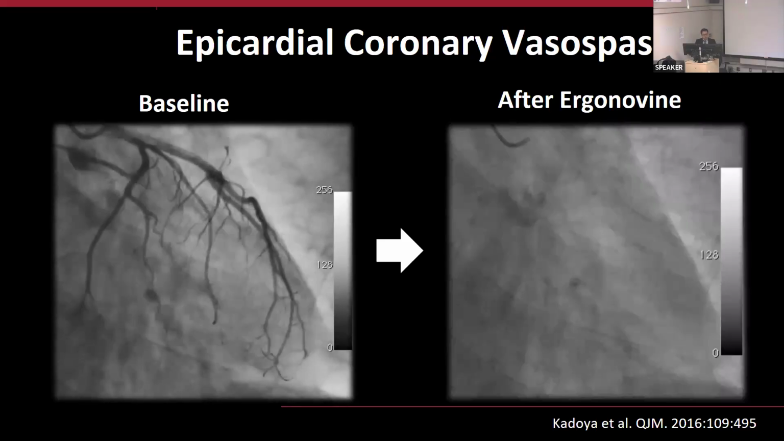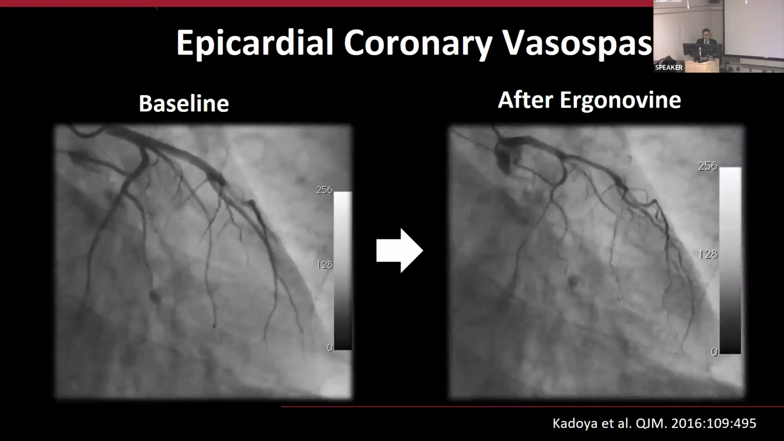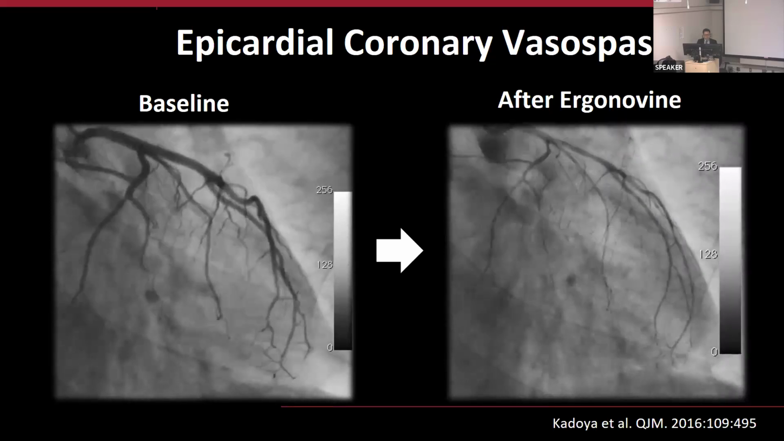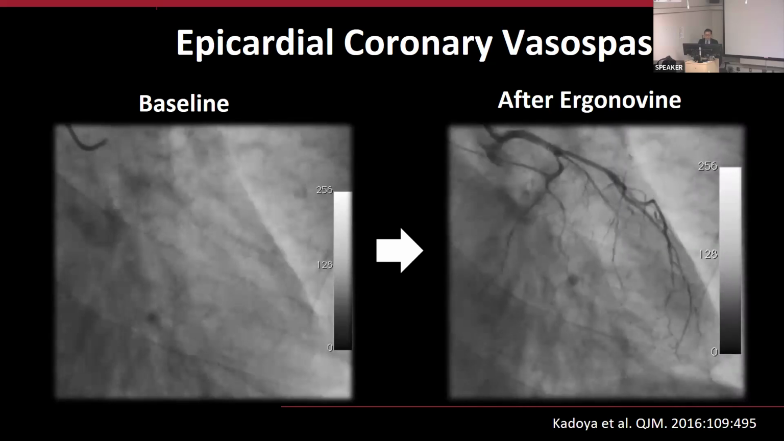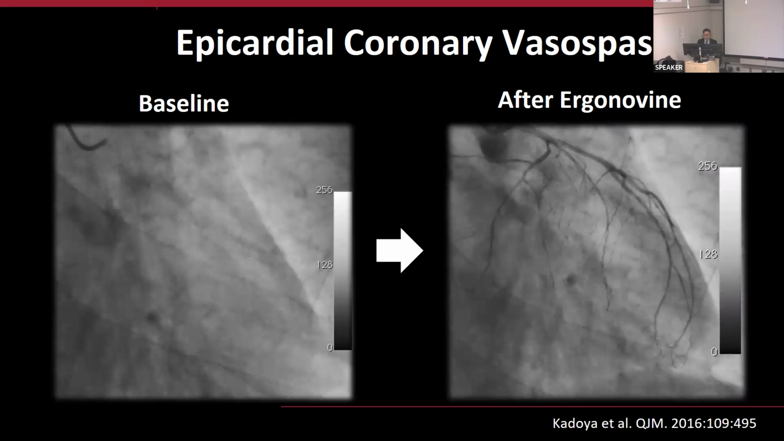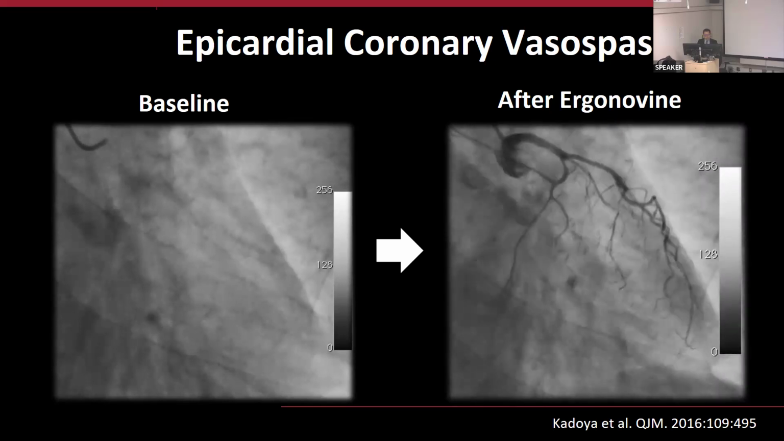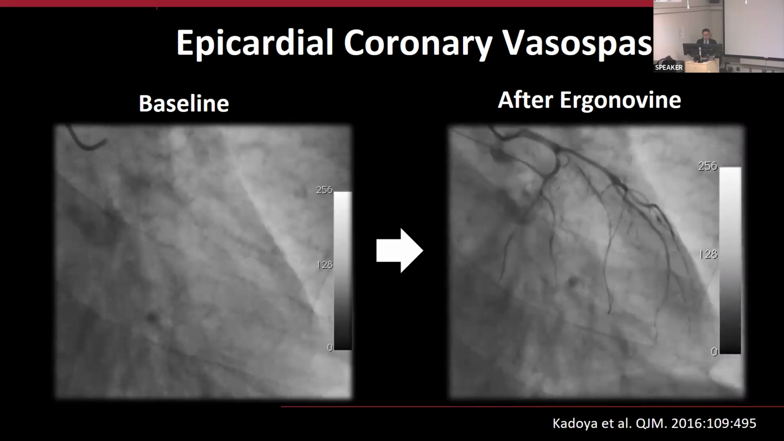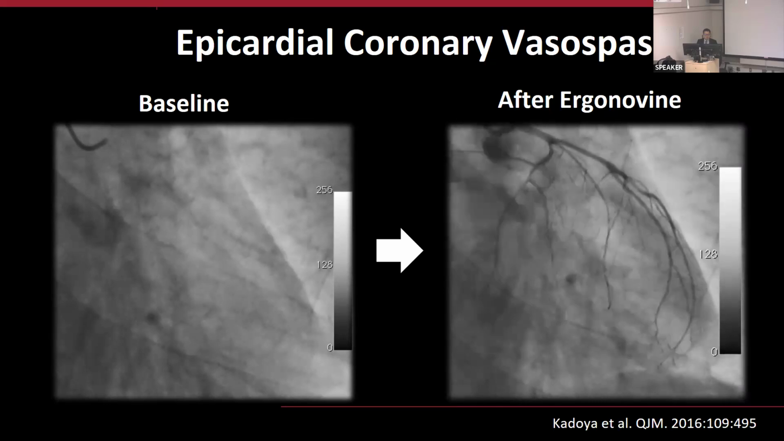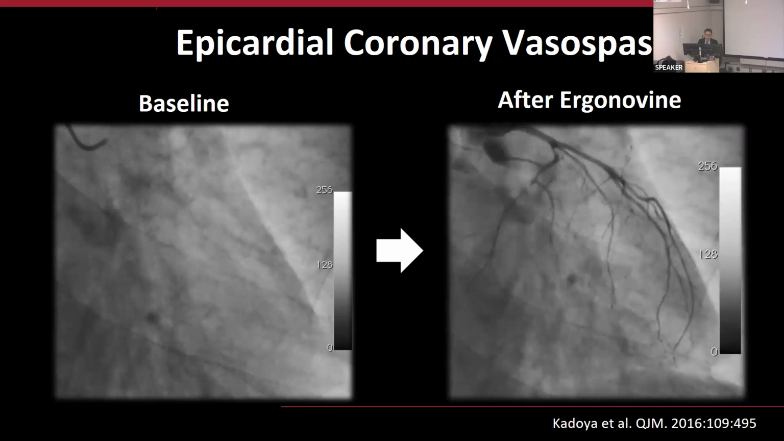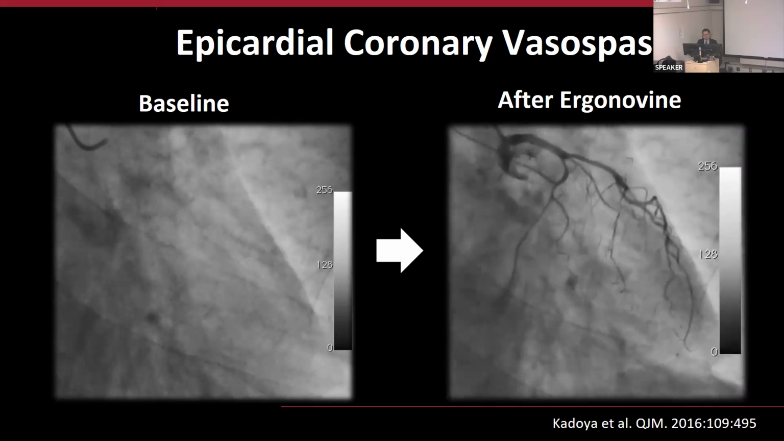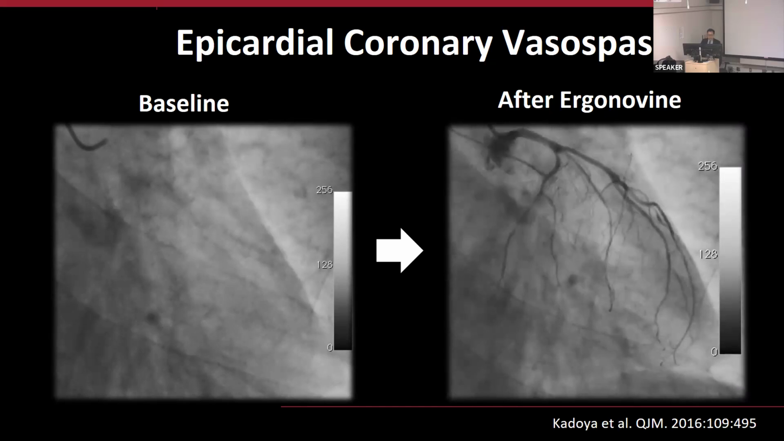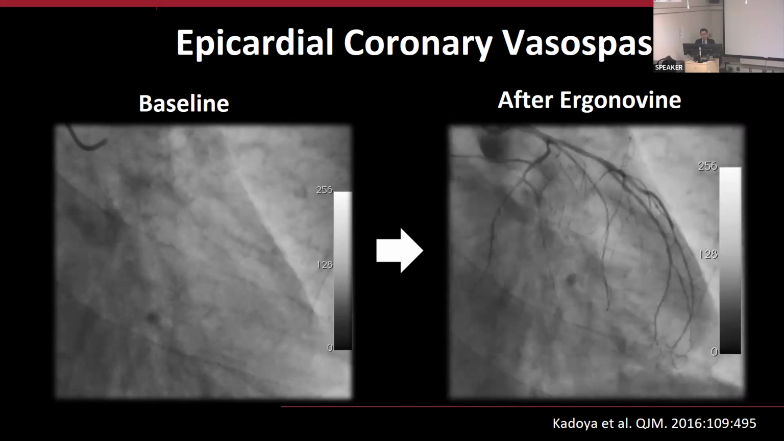This is an example of epicardial coronary vasospasm. There is no significant stenosis at baseline on the left panel, but after ergonovine injection, there is diffuse narrowing of coronary arteries, which is suggestive of vasospasm. Importantly, soon after the injection, the patient complained of angina with ischemic ECG changes. This is also my case, and therefore the diagnosis of multivessel coronary vasospasm was confirmed in this case.